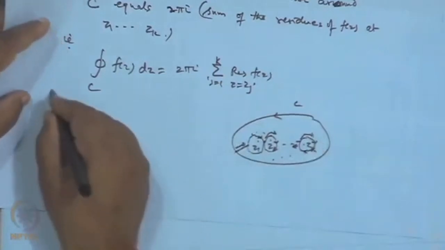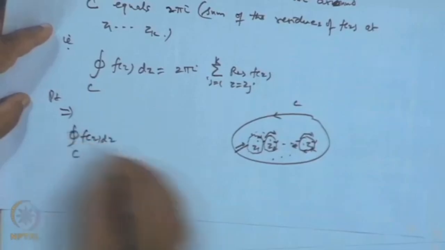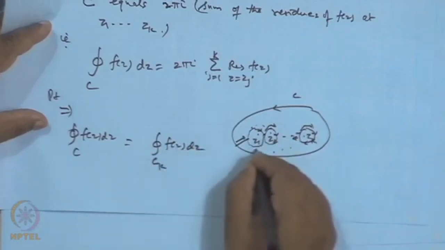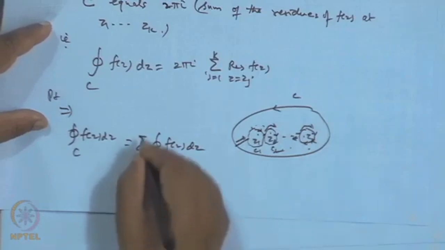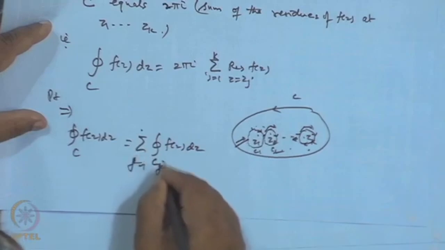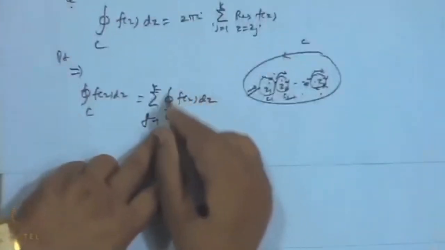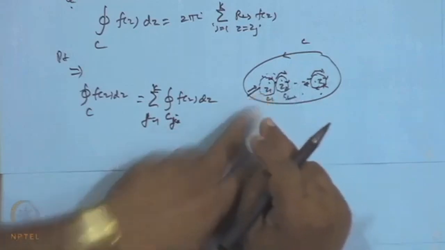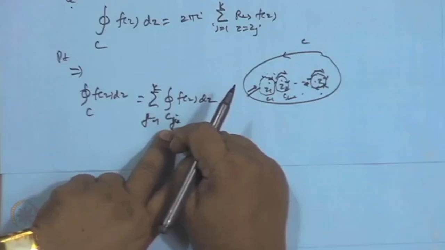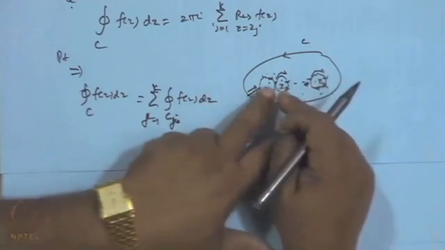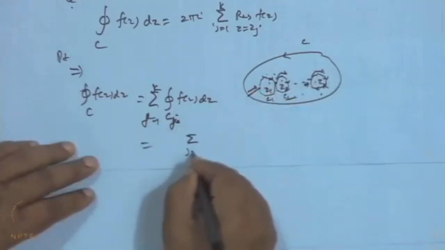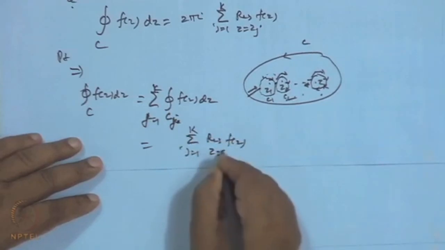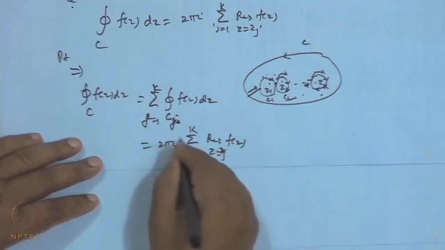So, we get that the integral of the function f(z) along the outer boundary will be the sum of the integrals of f(z) dz along the inner boundaries, say c1, c2, ..., ck. Now, each integral is taken along a curve which contains only one singular point. Hence, by the previous result, the integral of f(z) along a curve which encloses only a single point is 2 pi i times the residue of the function at this point. So, this is equal to 2 pi i times the sum over j equal to 1 to k of the residue of f(z) at z equal to zj. So, this proves the result.